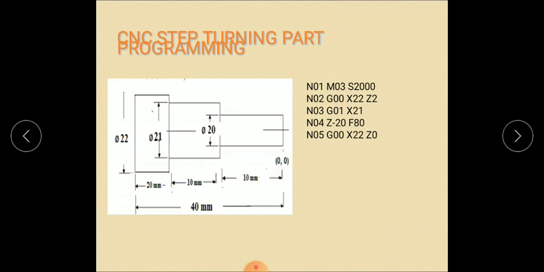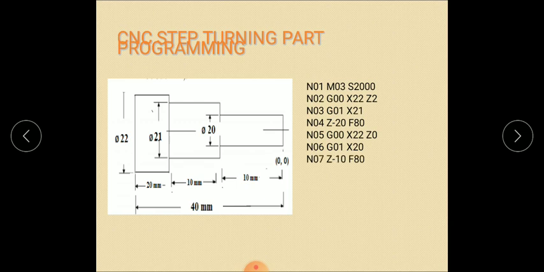Next, G00 x22, then z0. So here we need to bring back to the positions. To bring back the positions, this command is given so that the tool comes in this position. Next, G01 x20. Now we need to consider this portion. G01 is the linear interpolation and x20 is the tool movement in x20.